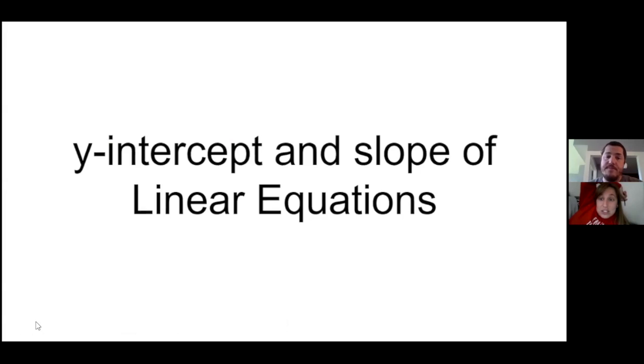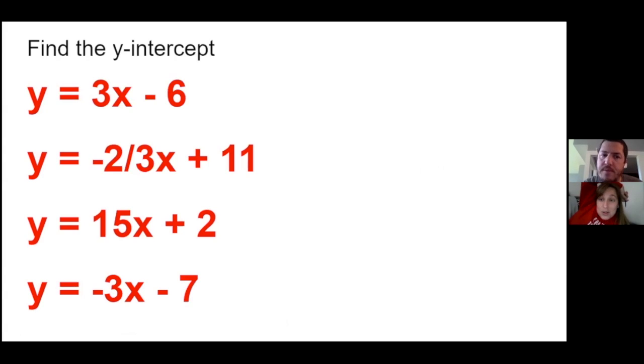y-intercept, and slope of linear equations. I don't get it. What do I need to do? No entiende. We are going to look at, this is a linear equation, y equals.